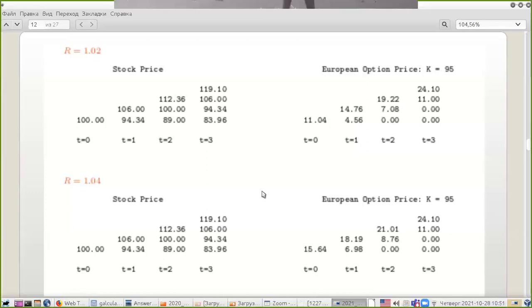And what's interesting is that you see this stock price and this stock price, it is the same, but for constructing the option price tree, this and this K is 95, but the interest rate in this case, in the up case, is 2%, but this is 4%. And for 4%, the option price is more than this. And maybe it can surprise.